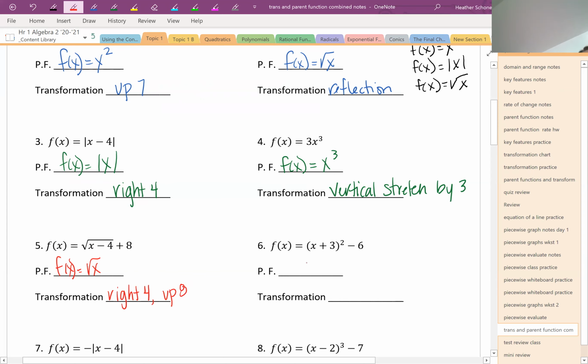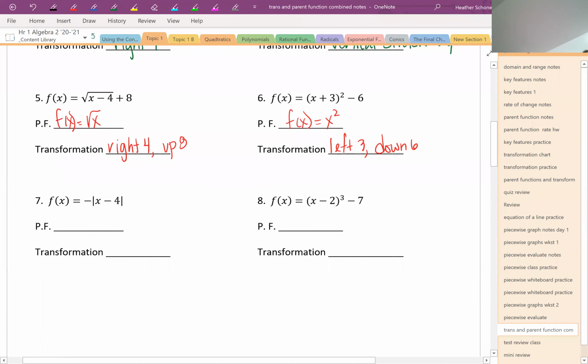Number 6, the parent function on this one is the quadratic one. So we have f of x equals x squared. The transformation, well, inside moves it left and right. It's the opposite of what you think, so it's going to be left 3. And then the negative 6 outside moves it up and down, and it's exactly what you think, so it's going to be down 6.